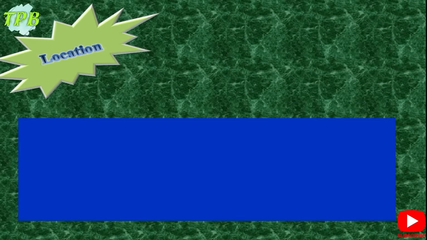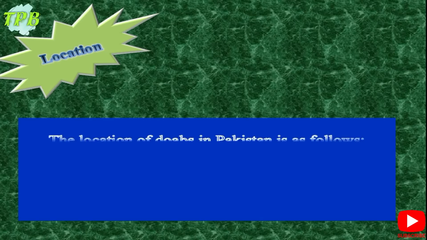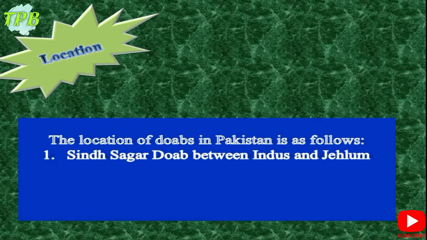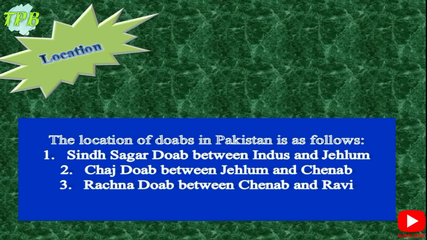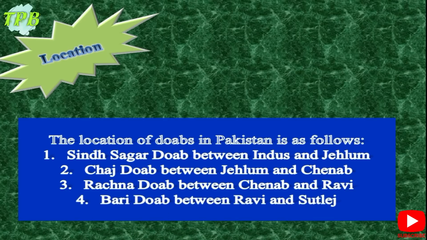Let's have a look at the location of the doabs. The location is as follows. Sindh Sagar Doab is located between Indus and Jhelum. Chaj Doab is located between Jhelum and Chenab. Rachna Doab is located between Chenab and Ravi, whereas Bari Doab is located between Ravi and Sutlej.